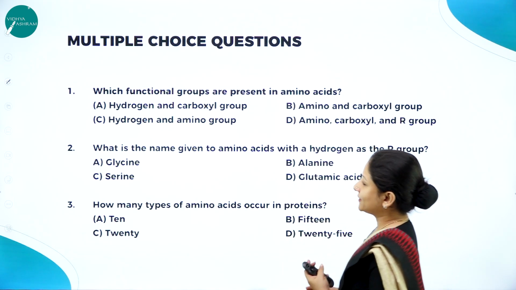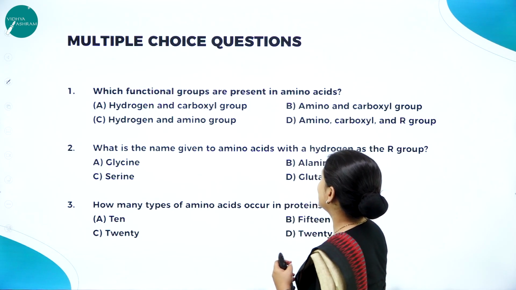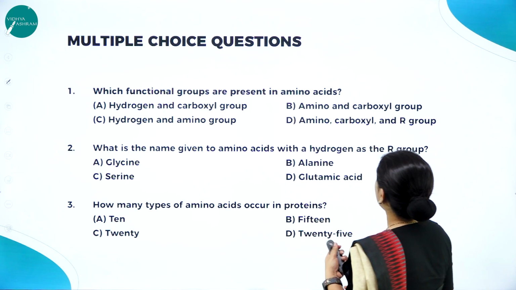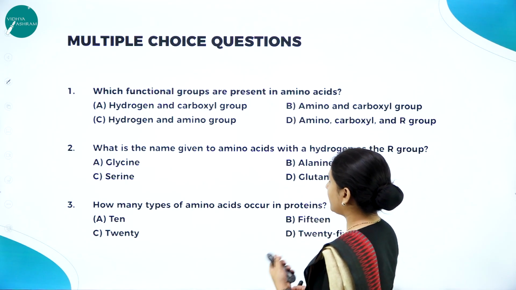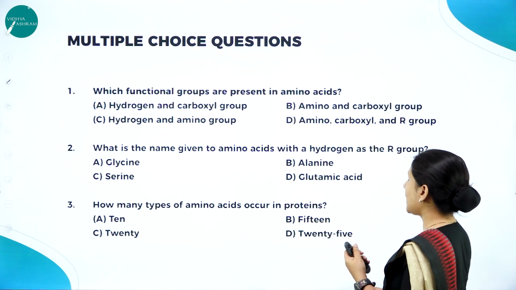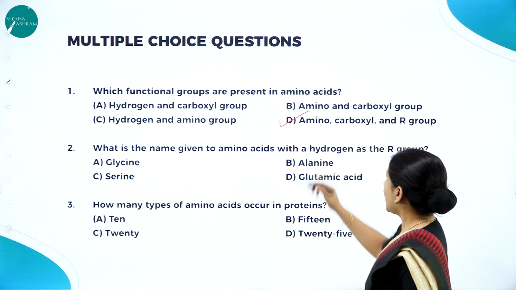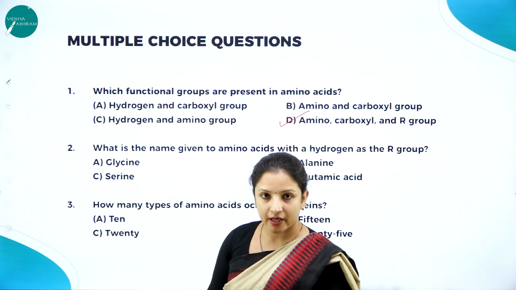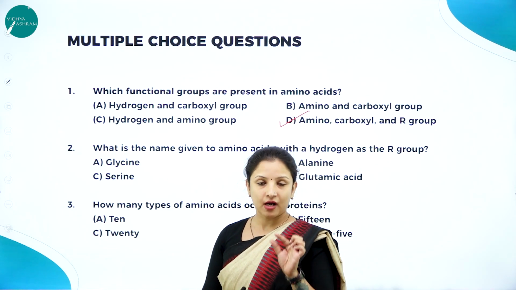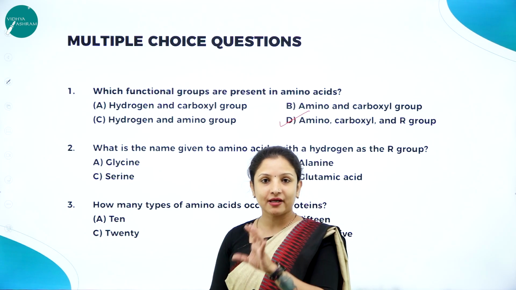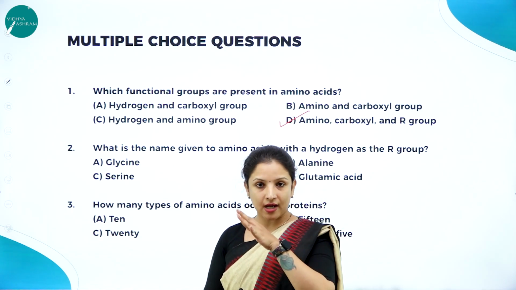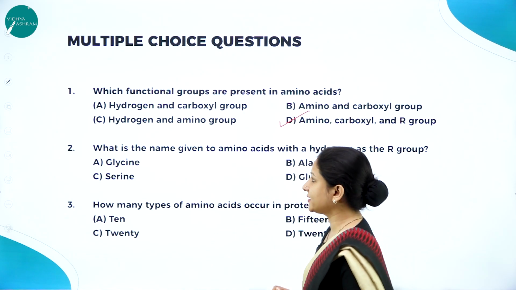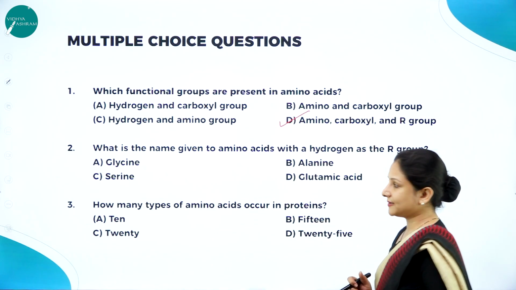Under this, the first one: which functional groups are present in amino acids? Hydrogen and carboxyl group, amino and carboxyl group, hydrogen and amino group, amino, carboxyl and R group. So, it is option D, amino, carboxyl and R group, because we know that an amino acid consists of an alpha carbon atom to which, on either side, the amino group and the carboxyl group are attached, and to that a variable group or R group is attached. So, option D is the right answer here.